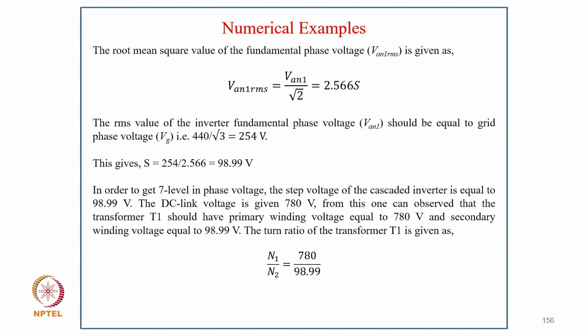2.566 S. The RMS voltage of the inverter fundamental voltage Vn will be equal to 440 by root 3, that is 254, and thus S is 254 by 2.566, that is 98.99 volt. In order to get the 7-level phase voltage, the step voltage of the cascade inverter is 98.99, and the DC voltage is given as 780 volt. From this one can observe that the transformer T1 should have a primary winding voltage equal to 780 volt and a secondary winding voltage equal to 98.99 volt, and the turns ratio of the transformer T1 is given by N1 upon N2 equal to 780 upon 98.99.